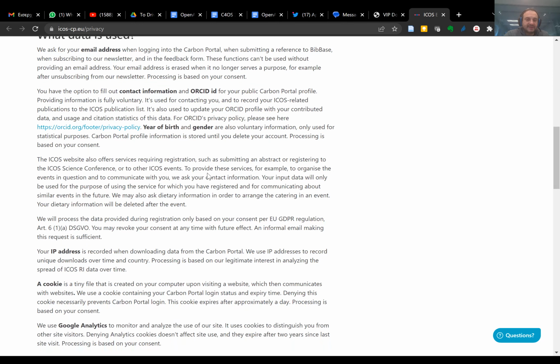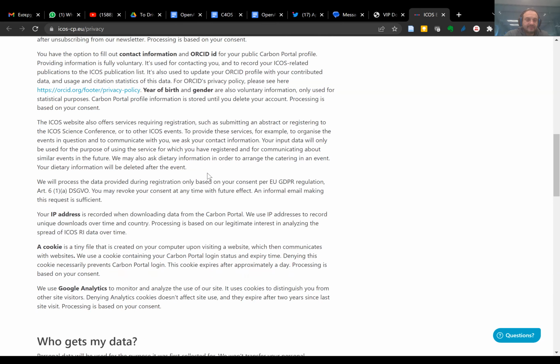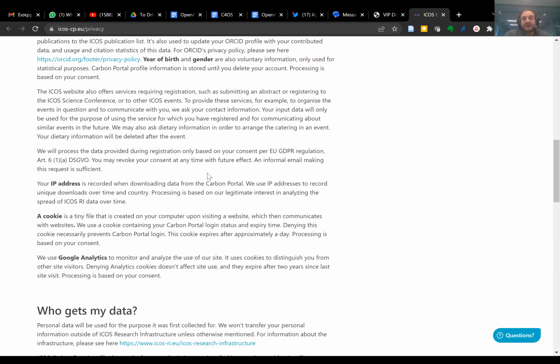Registration services. It's also here, they make a reference to Article 6, which is the legal basis for GDPR, to be very, very precise as to how they understand consent. And that's useful, especially for non-EU members.